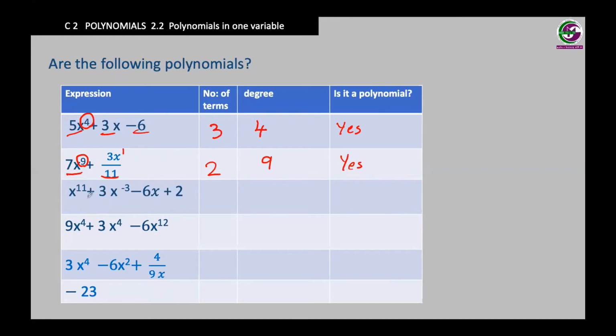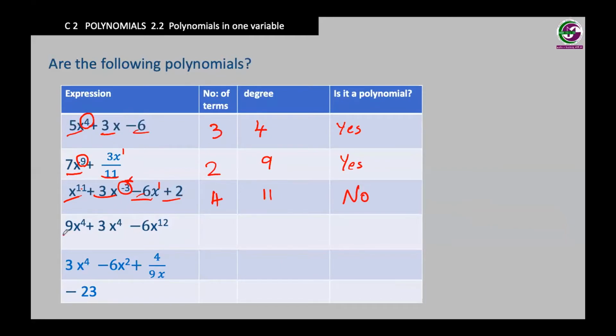Next one. How many terms are there? 1, 2, 3, 4. 4 terms. Powers are 11, negative 3, and 1. Highest power is 11, so the degree is 11. But is it a polynomial? No, it is not a polynomial because negative 3 is not a whole number. Is that clear? Moving on to the next one.